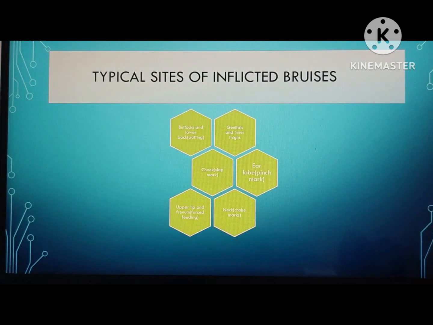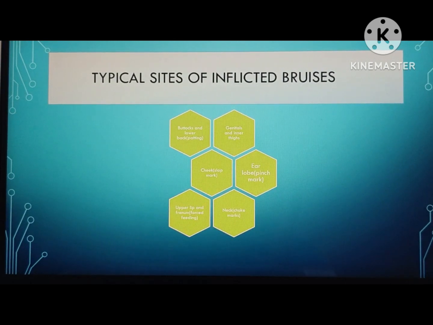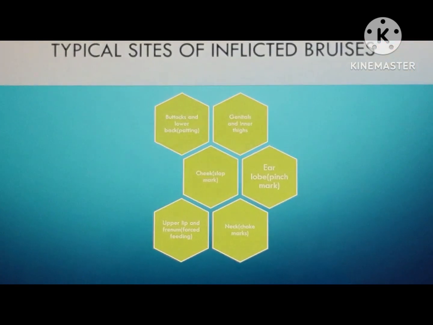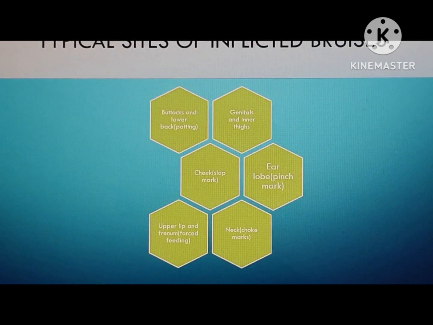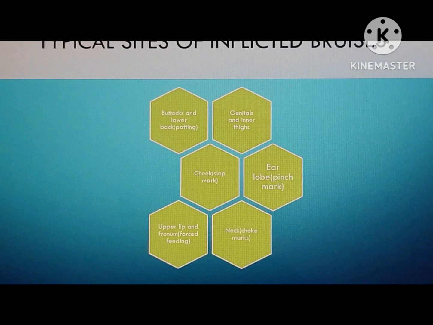Typical sites of inflicted bruises. So these are some points: buttocks and lower back patting, genital and inner thighs, cheek slap marks, earlobe pinch marks, upper lip from forced feeding, neck choke marks.